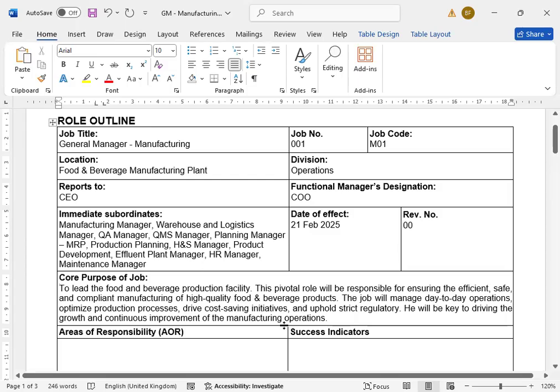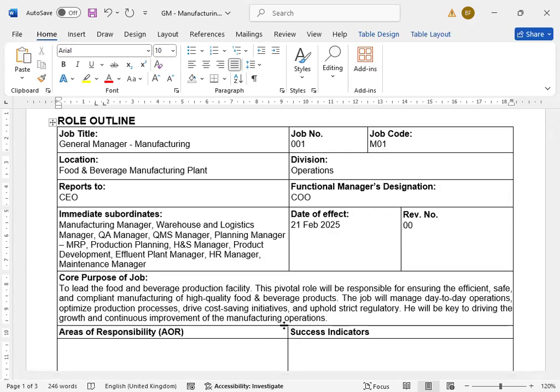To lead the food and beverage production facility. So he will be in charge of all the facility, production, maintenance area, warehouse, inbound, outbound, planning area, everything. So he will be in charge of all these areas of operations. So this pivotal role will be responsible for ensuring efficient operations, safe and compliant manufacturing of high quality food and beverage products.